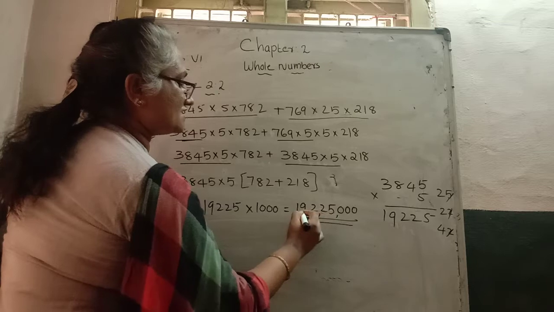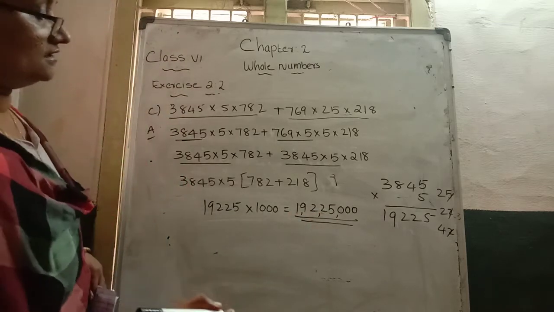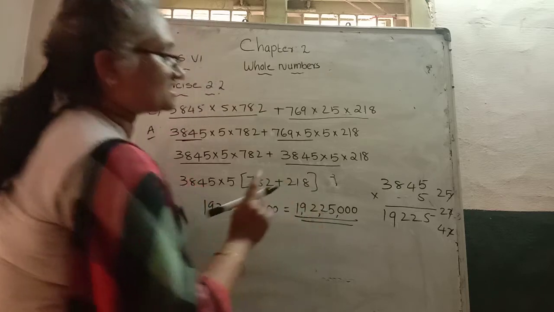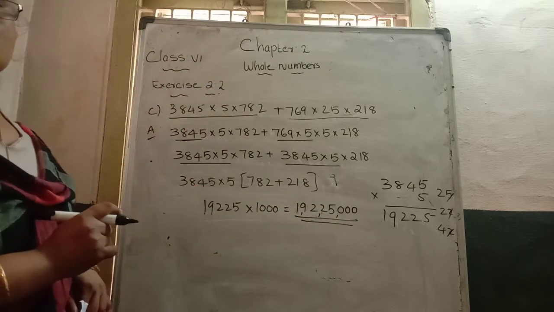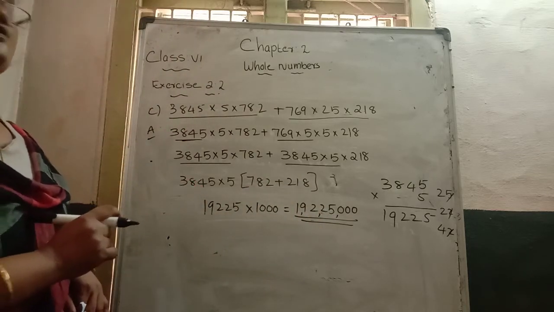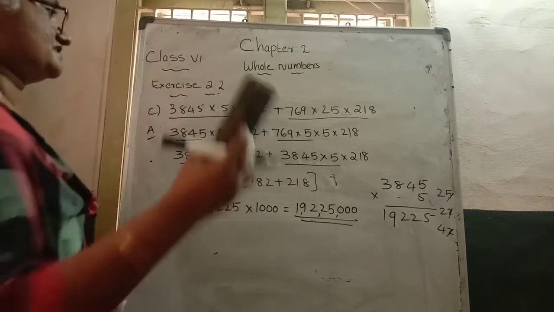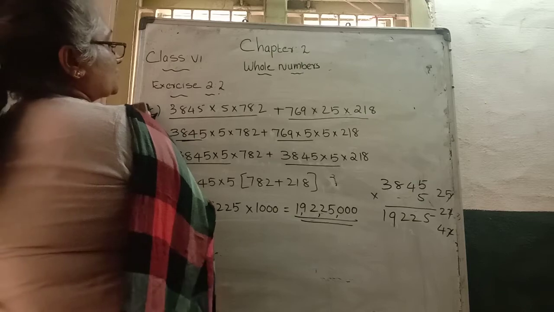So how to read this number? 1 crore 92 lakh 25,000 is the answer. I hope you can understand this model question. This is our third Roman. That tells like this. Next we go through the fourth Roman.